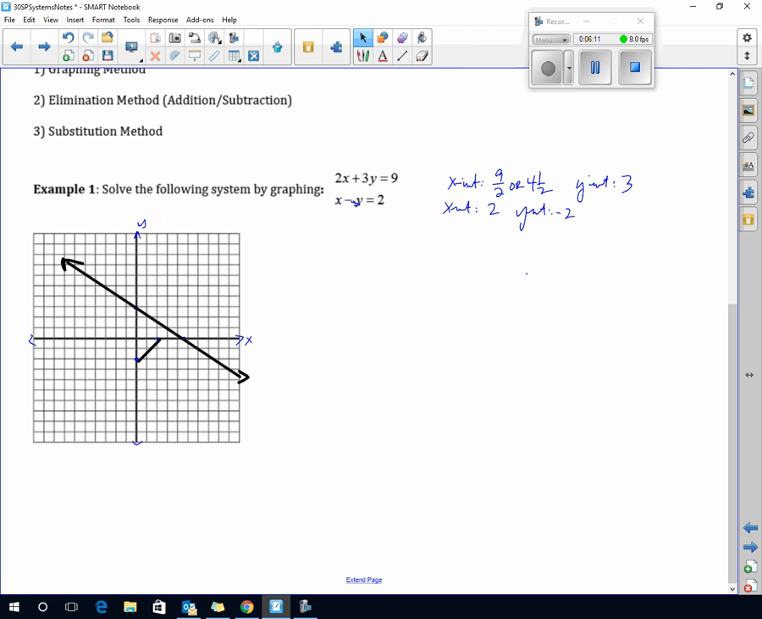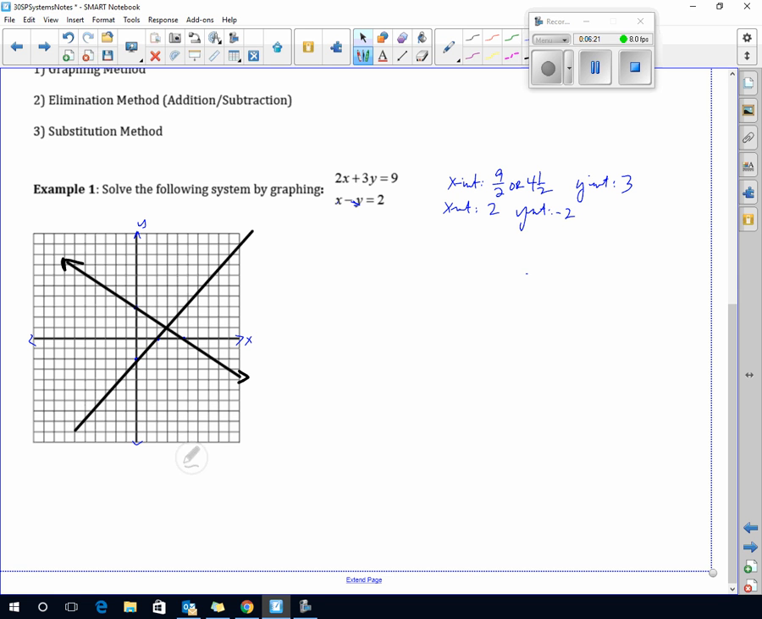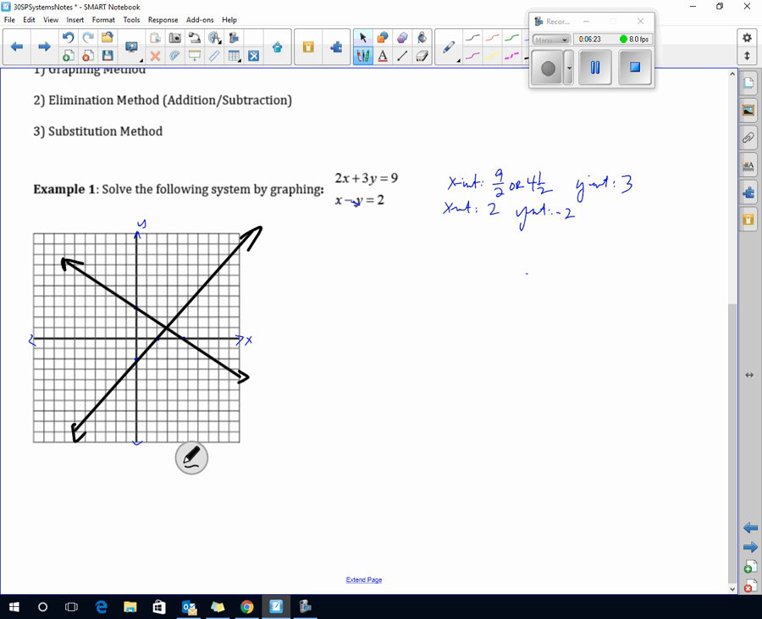And what's my point of intersection? (3, 1). POI (3, 1). Do you remember writing it out as POI, or point of intersection? Prince Edward Island. It's PEI.